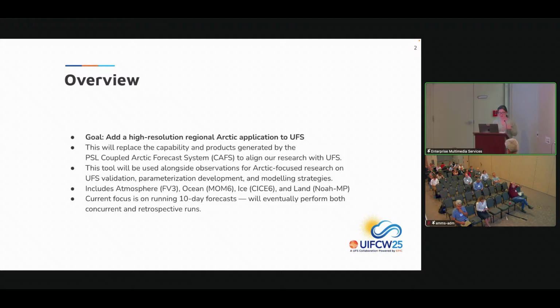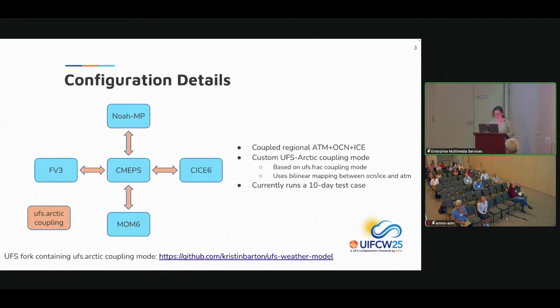Eventually, we do want to perform concurrent and retrospective runs and a mix there. To dive a bit more into the configuration details, as I said, the focus right now is the big three of the atmosphere, ice, and ocean, to really look at the Arctic. We've had to work on a fork. We've had to add an Arctic coupling mode specific to the Arctic to get this working in this regional setup. That's not on UFS right now, but it's something we've been working on.